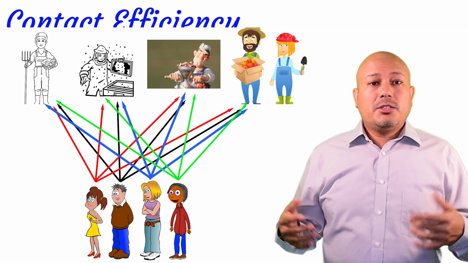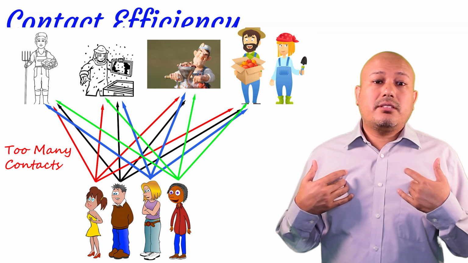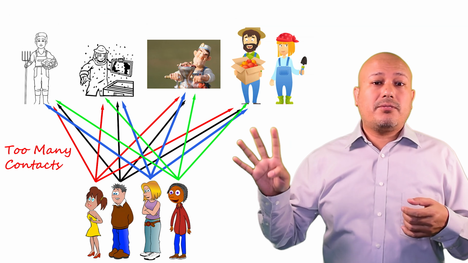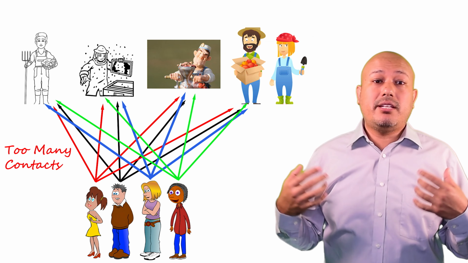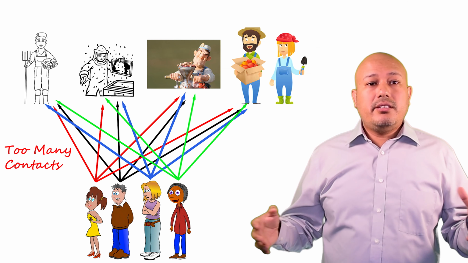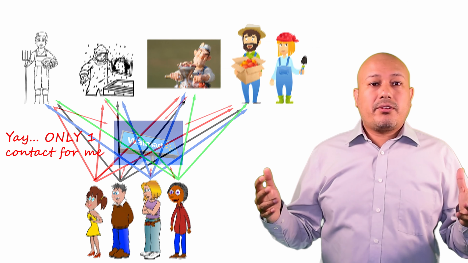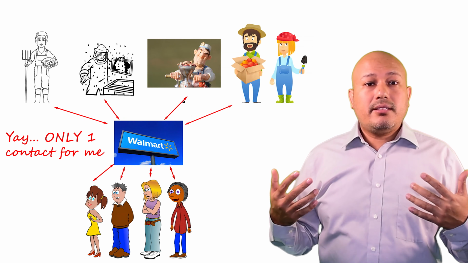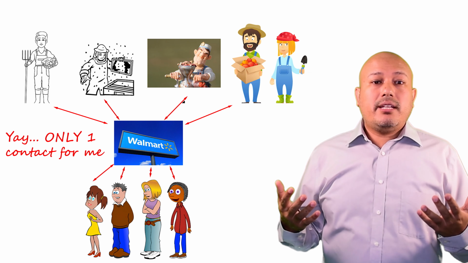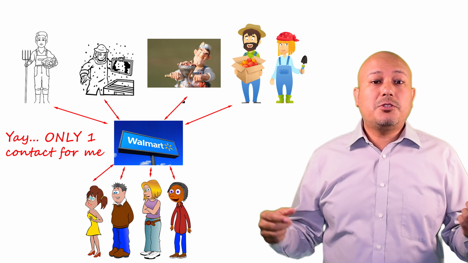So the total number of contacts being made here is 10 contacts for the consumers, and each of those 10 consumers has to make 4 contacts of their own if they are making the same dinner that I am making, right? So the number of contacts is really, really huge. But now consider that there is a middleman like Walmart, right? If Walmart is there, then the farmer can just sell to Walmart. So the farmer only needs to make one contact.